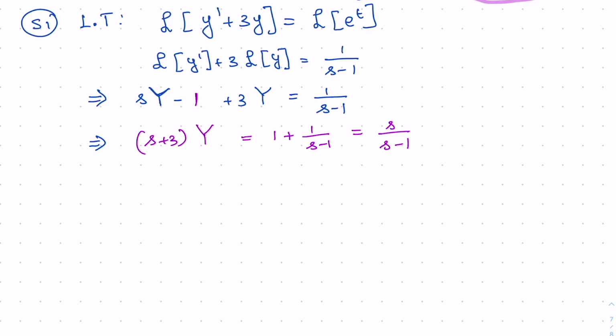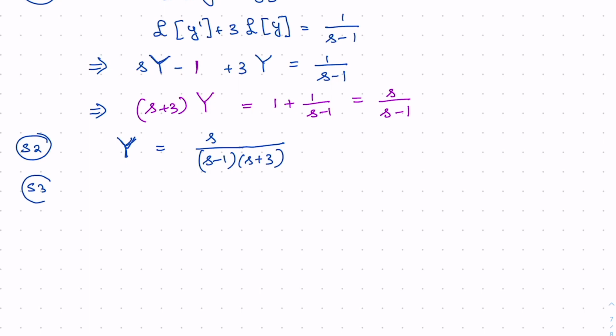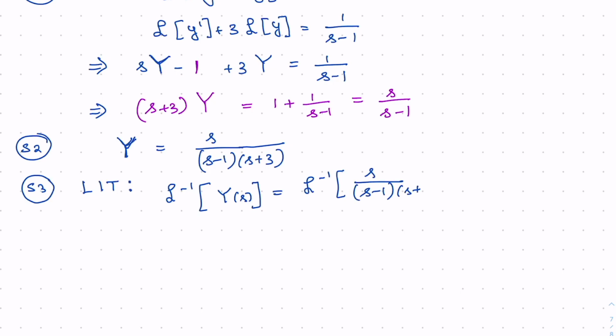Algebraic equation. The step 2, what we are going to do is solve for cap Y. When I do that, you would agree that my cap Y would be simply s over s minus 1 times the s plus 3, right? And now next step is to find the Laplace inverse. So I'm going to apply LIT, Laplace inverse transform. When I do that, this is going to be Laplace inverse of the cap Y as a function of s is equal to Laplace inverse of s over s minus 1 times s plus 3.